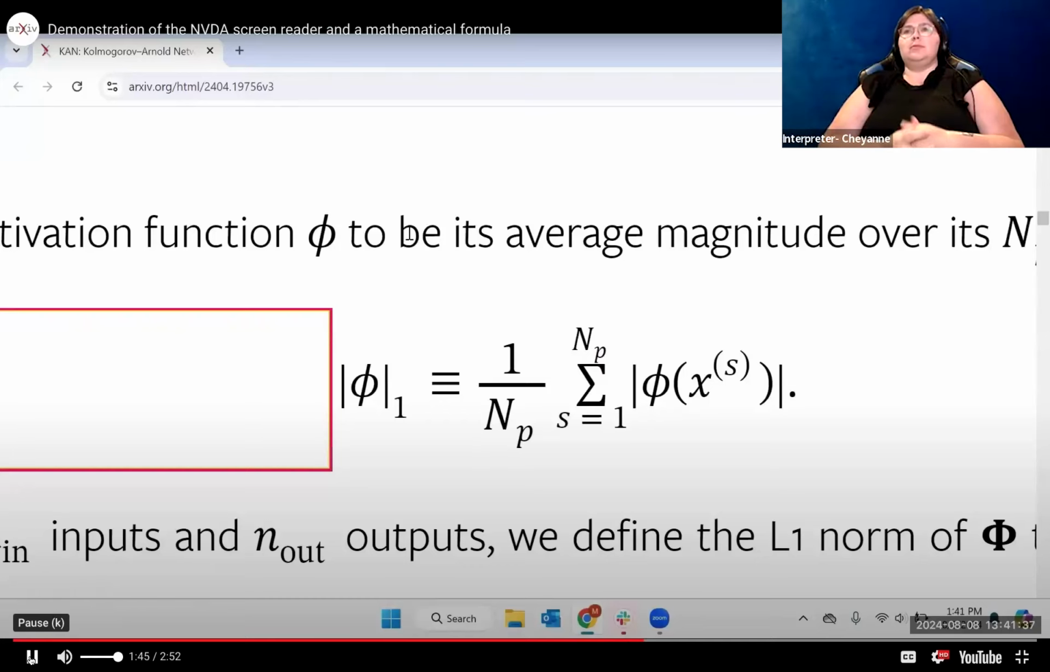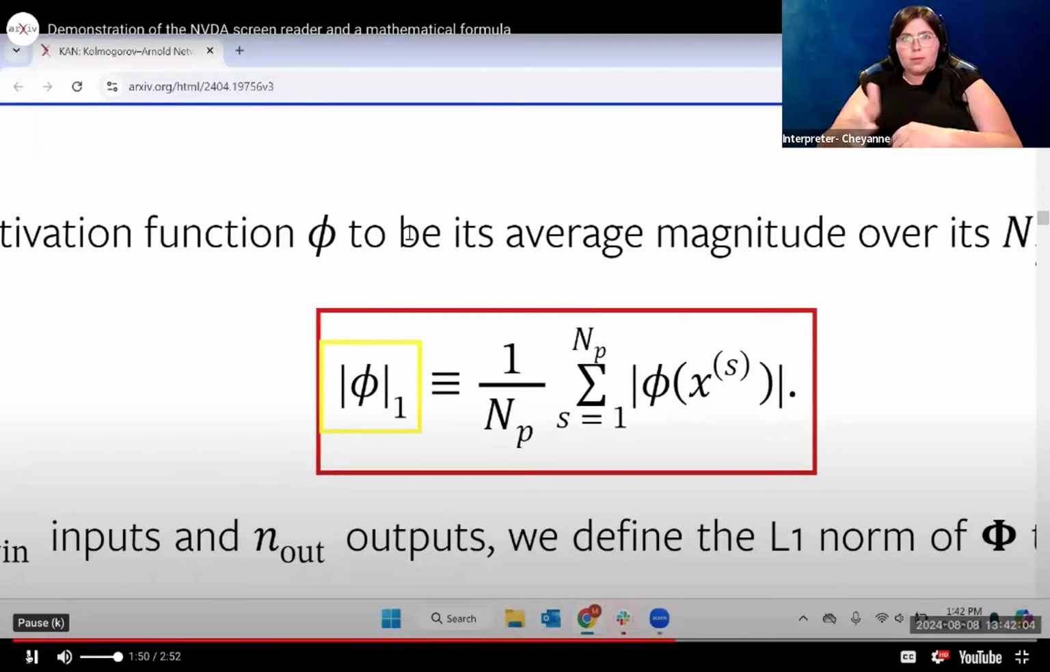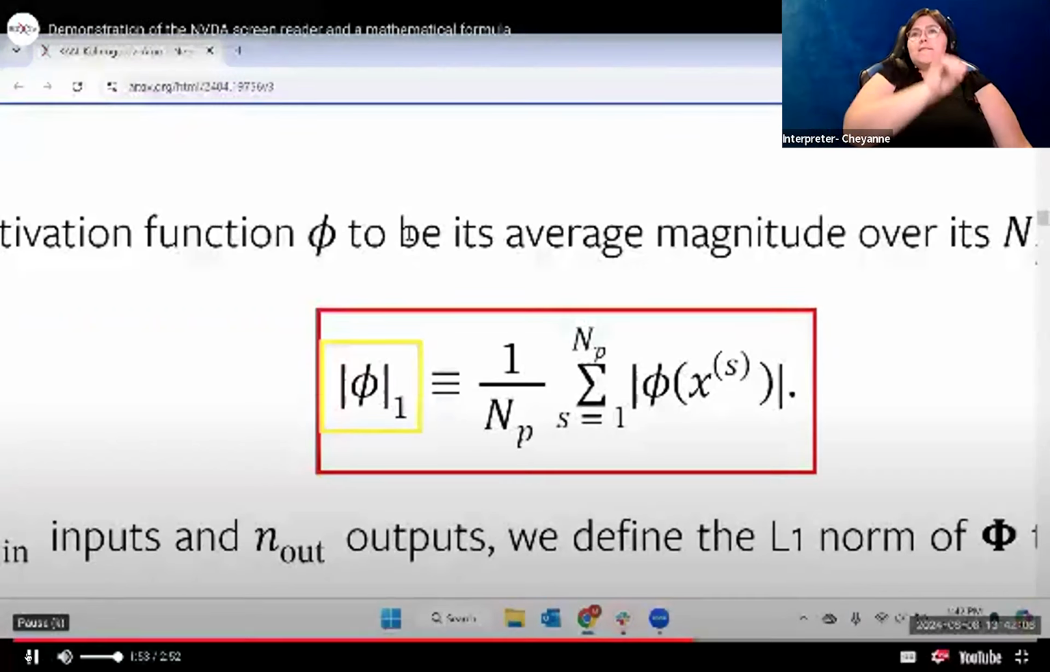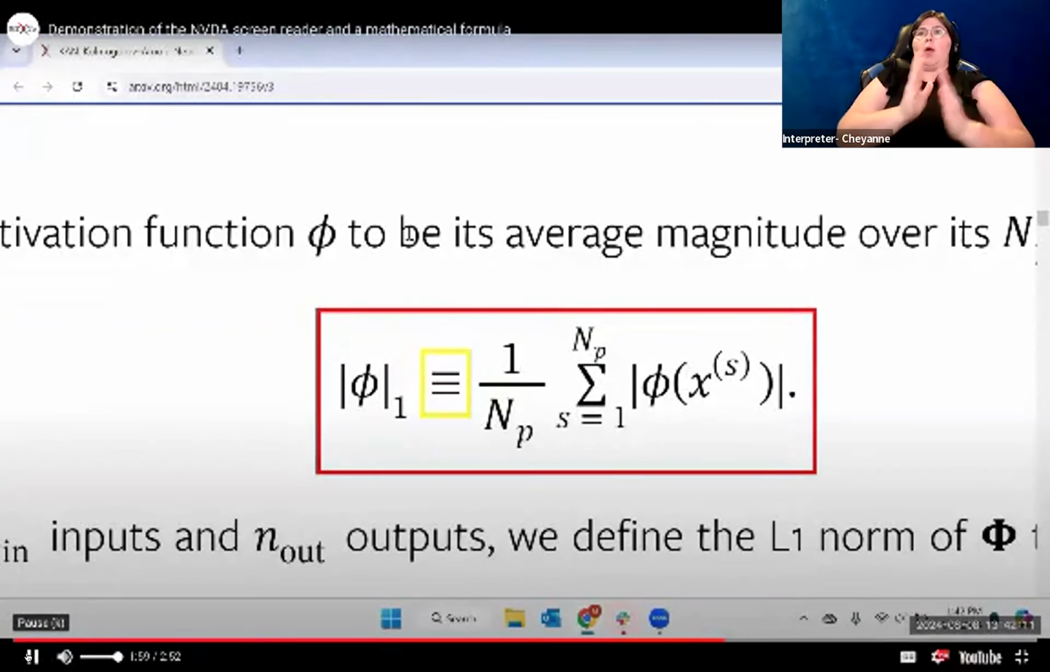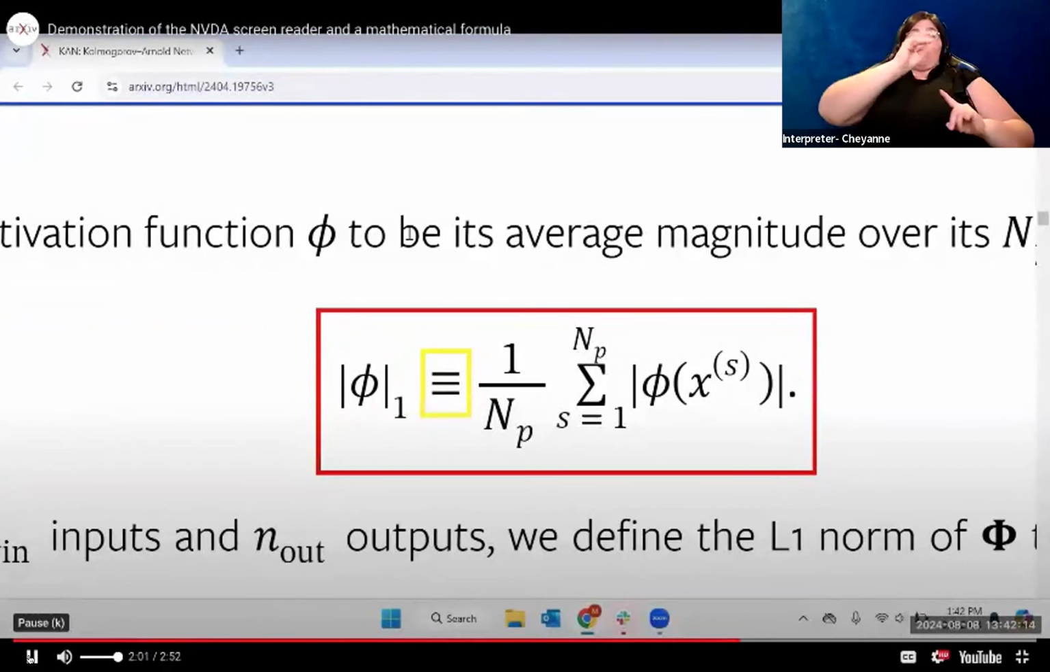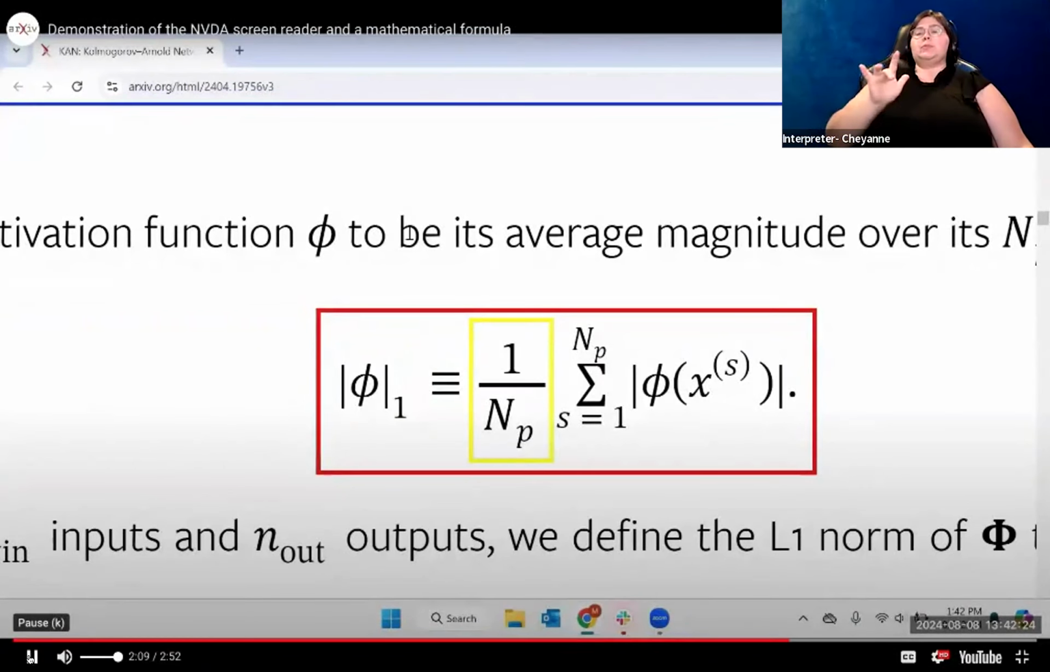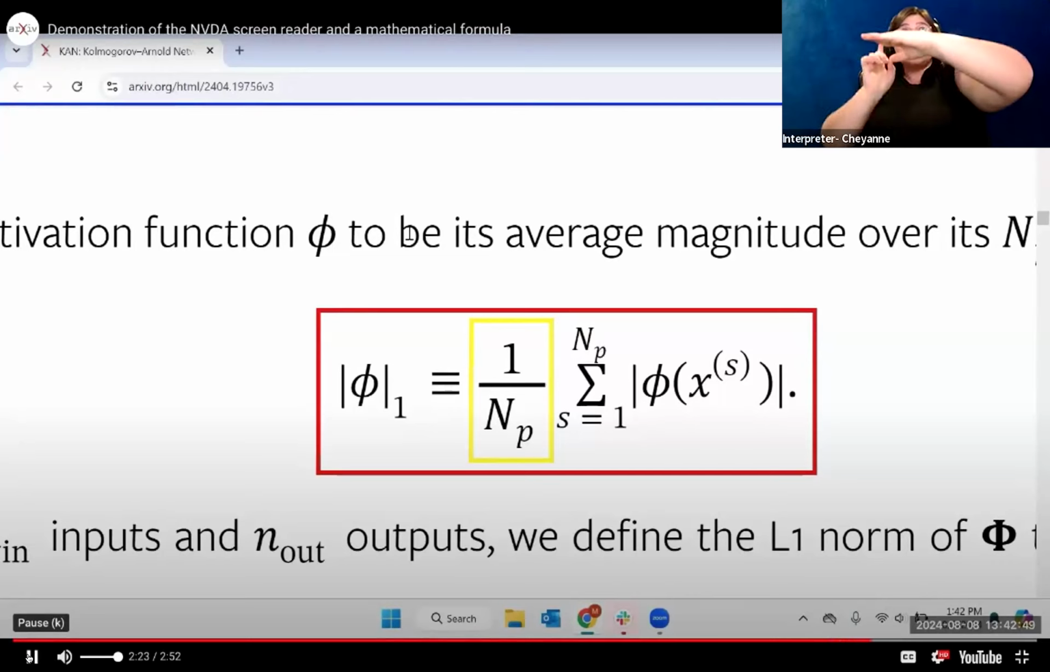Now I'm going to show how we would move inside the formula by going back and forth. The absolute value of phi in subscript 1. And then we're going to go right. Out of subscript is identical to. Now we're going to move on to the fraction. I'm going to press the right arrow key again. The fraction with numerator 1 and denominator n sub p. Let's say we want to hear the fraction again. Let's hear it again. The fraction with numerator 1 and denominator n sub p.